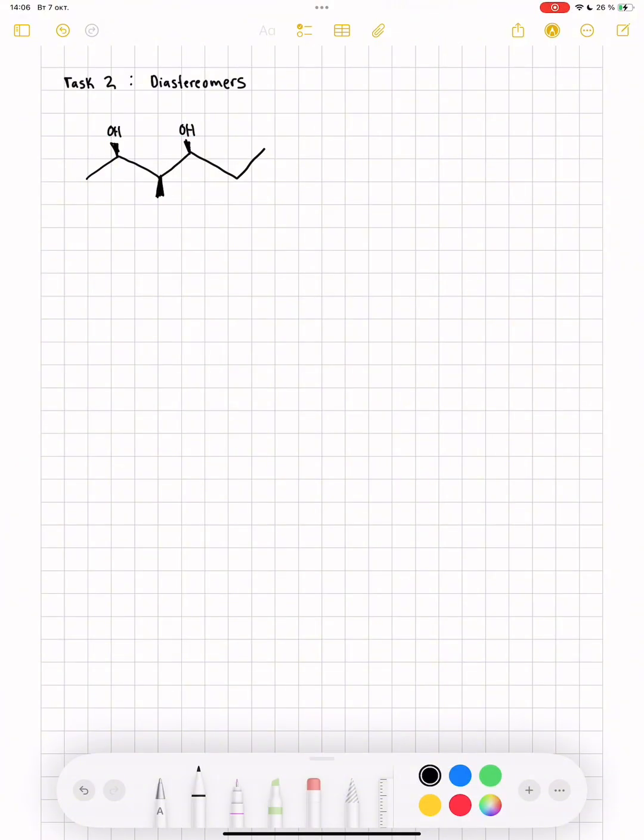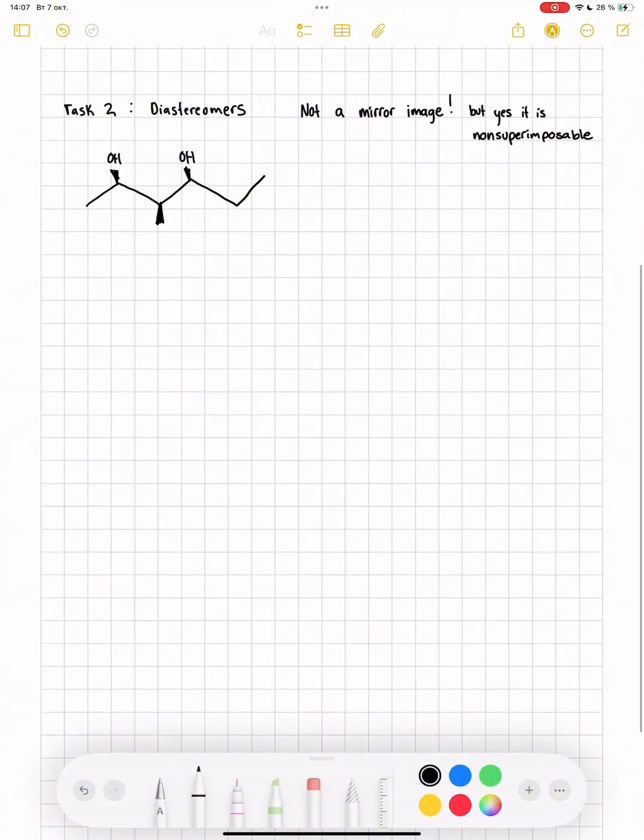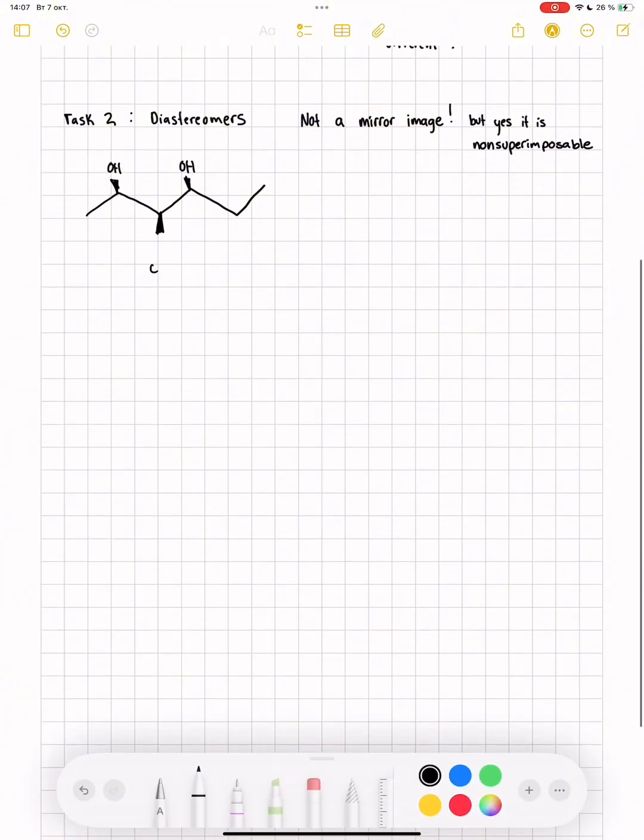Now, diastereomers are also a type of stereoisomer, a configurational isomer. Diastereomers are not mirror images, and they are non-superimposable, meaning they are not symmetrical. So this is the biggest difference between enantiomers and diastereomers. Enantiomers are mirror images. Diastereomers are not mirror images.